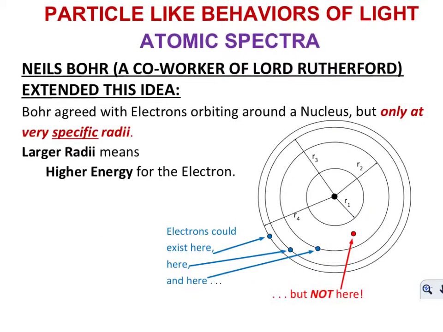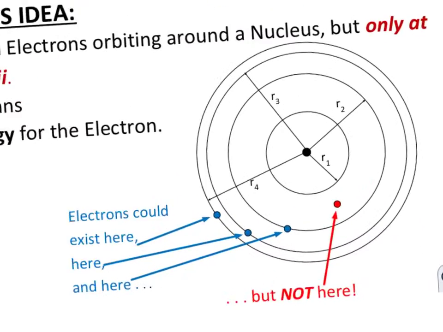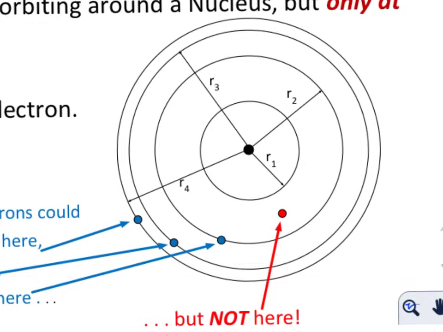Niels Bohr, who actually worked with Rutherford, extended the idea of having electrons move in distinct energy levels. So here, electrons can only exist at specific distances near the nucleus. Okay? Large radii mean higher energy for the electron. So remember, electrons are negatively charged particles. The protons are positively charged. So they want to get together, opposites attract. But the further away they are, the more energy needed in order to make that occur.